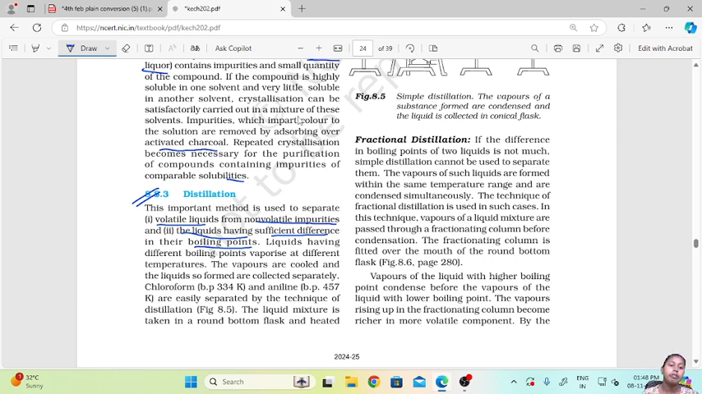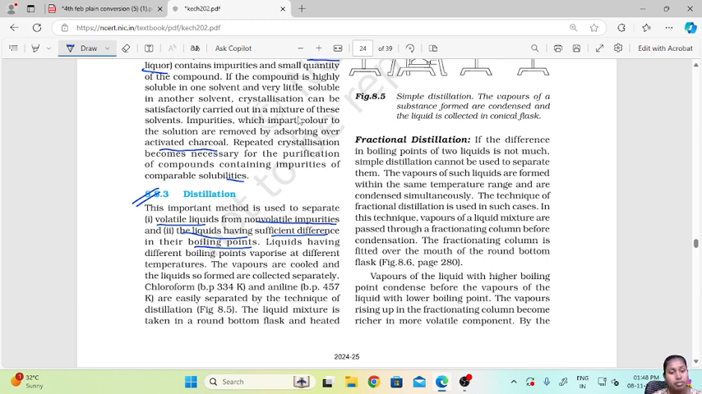First one is when you have a volatile liquid and a non-volatile impurity. What is volatile? Volatile means the moment you keep it outside, it evaporates or it catches fire. Such are volatile liquids, and you can separate out volatile liquids from non-volatile impurities. Or the second case is liquids which have a difference between their boiling points.